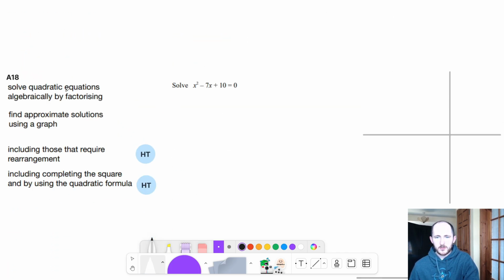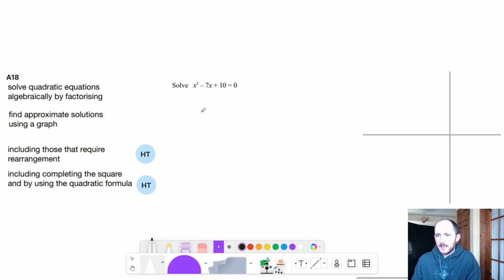Part 2. Solve quadratic equations by factorising and also find approximate solutions using a graph. The next part says including those that require rearrangement and also using completing the square or the quadratic formula. So just to go through these in order, completing the square we've gone through in a previous part to find the turning points. You can do that as well to work out what x is by square rooting.